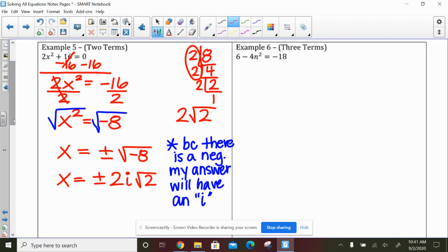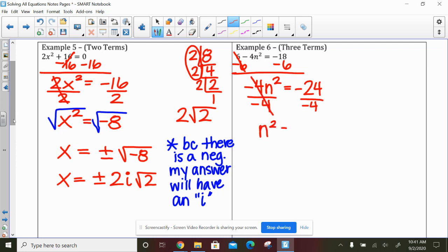All right, first thing I'm going to do, I want this 4n squared by itself. I'm going to subtract 6 from both sides. That'll leave me negative 4n squared equals negative 24. Now I'm going to divide by negative 4. Those go away. n squared equals a positive 6. If you have negative 24 divided by negative 4, it'll be positive 6.